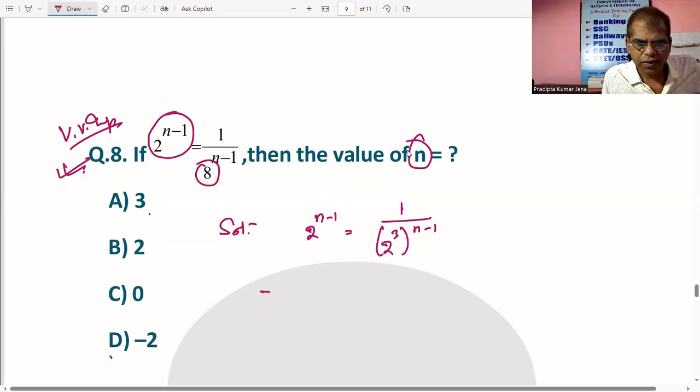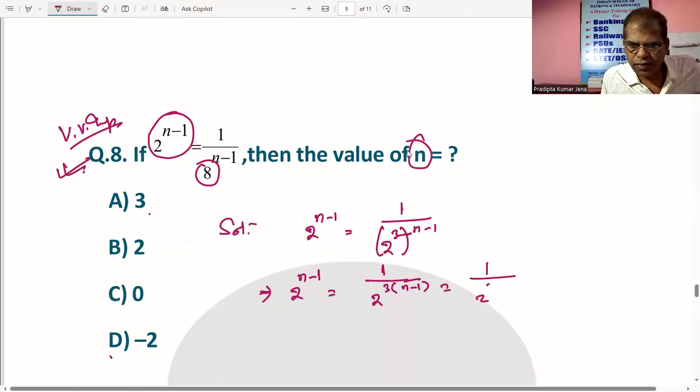Okay, now the next step: 2 to the power n minus 1 is equal to 1 upon 2 to the power, this gets multiplied, 3 times (n minus 1). Okay, that is equal to 1 upon 2 to the power 3n minus 1.